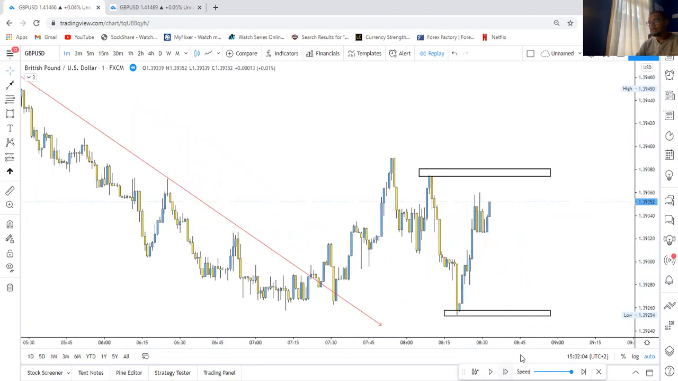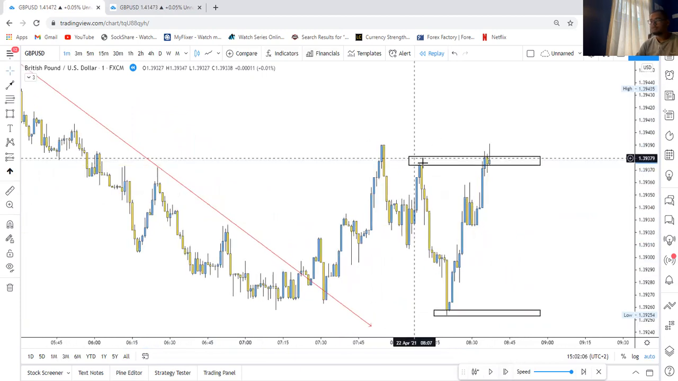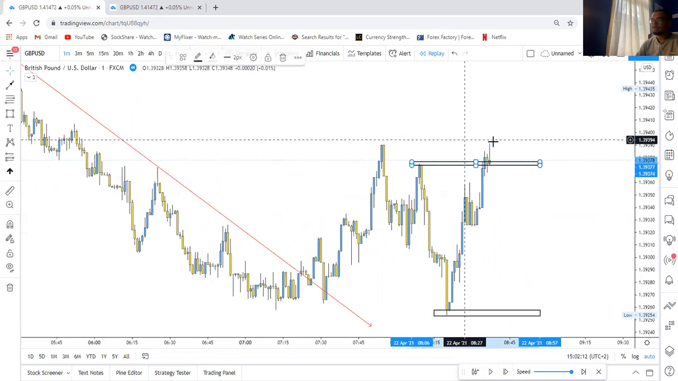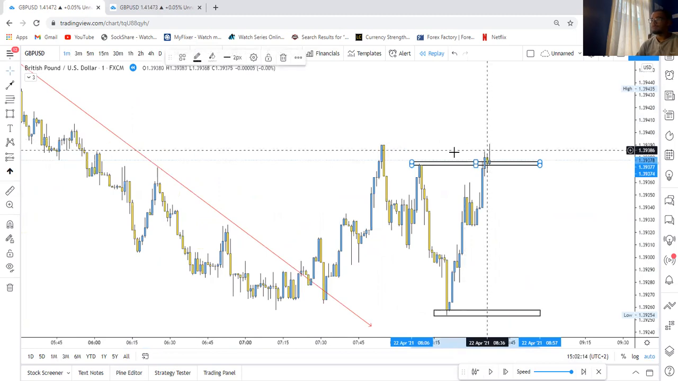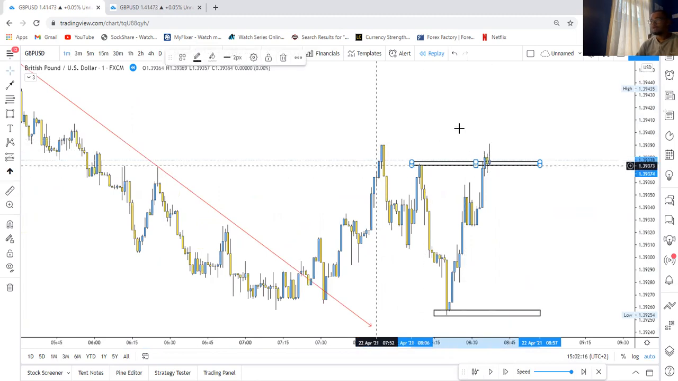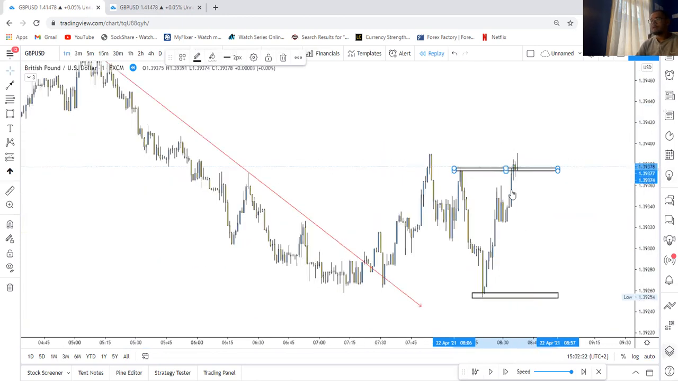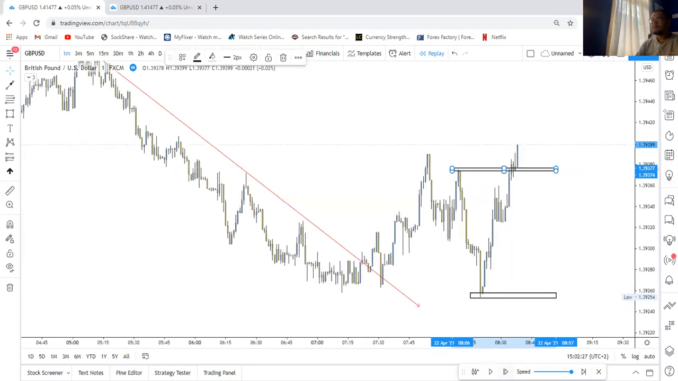Let me see. Okay, you can see that we're kind of respecting this zone right here. Should be down there, but what I do take note of is that the wicks broke this level, right? So this is kind of a break, a slight retest. I don't look at it as a retest because this break is not strong enough though. So let's see. There we go.